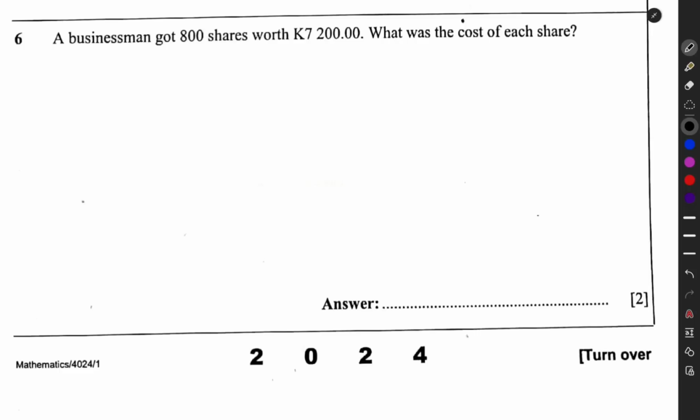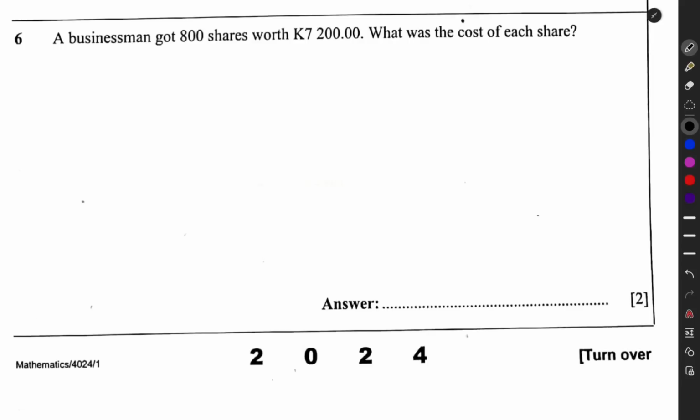So today we're just going to continue solving the 2024 paper 1 question from where we left off. If you remember very well, in our previous video we left off at question number 5. So this time we're going to continue from question number 6 onwards. Without wasting much time, let us go directly into question number 6.